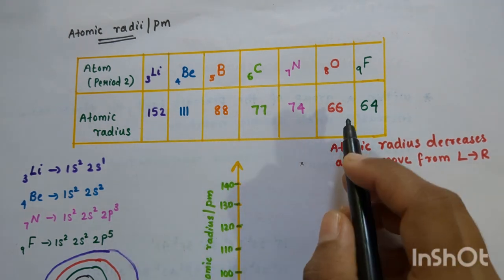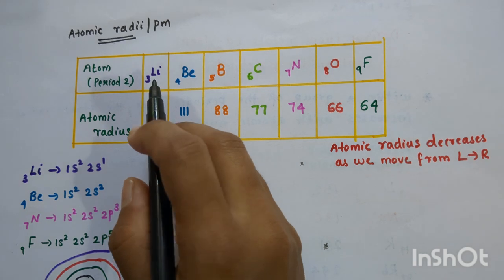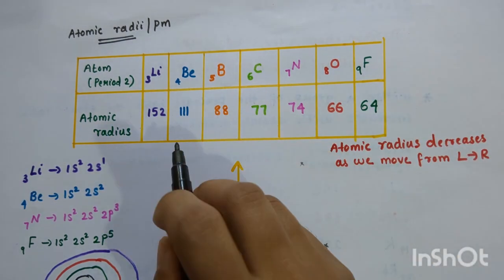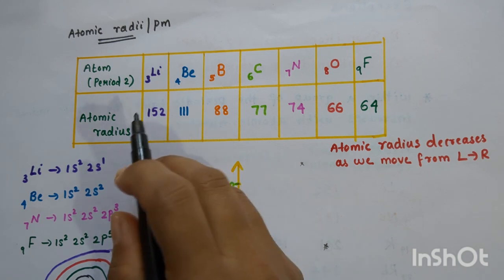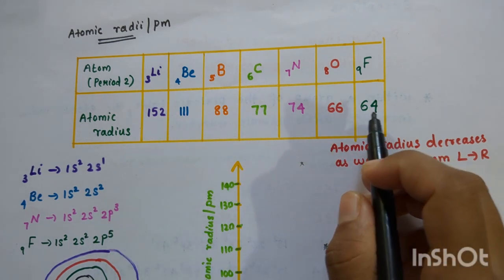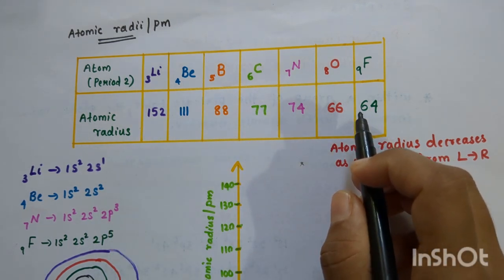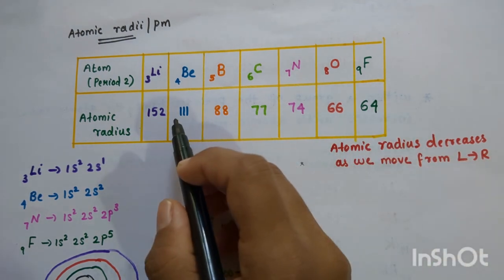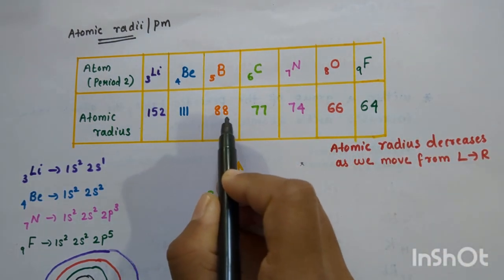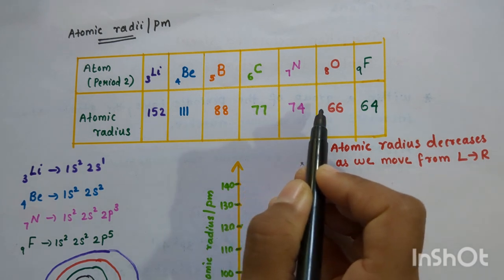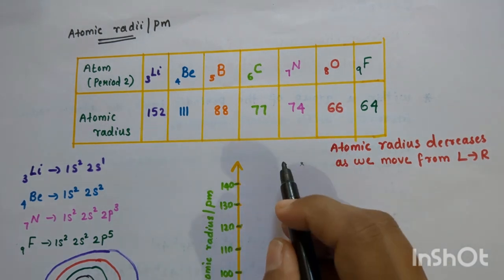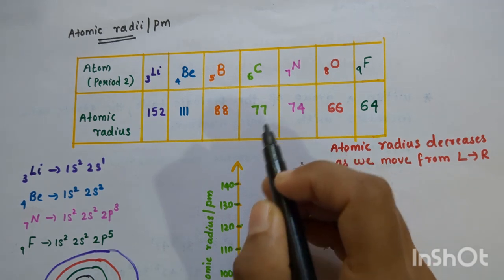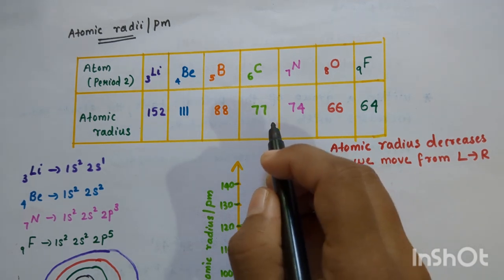By analyzing this, you can see that lithium is the leftmost one, and fluorine is the rightmost one in the second period elements. So as we move from left to right of the second period of the periodic table, we can see that the atomic radius or the atomic size decreases, that is, across the period of the periodic table. This can be explained using nuclear charge and energy level.